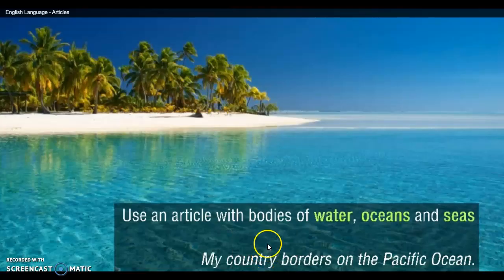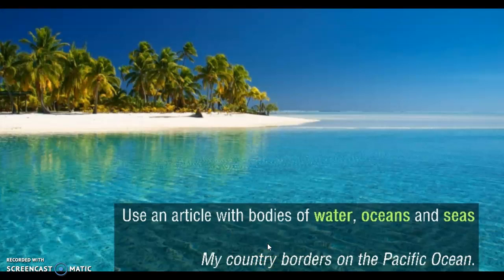Do's and don'ts of using articles. Let's go over these. We have a couple of do's. You use an article with bodies of water, oceans, and seas. My country borders on the Pacific Ocean. North Carolina borders on the Atlantic Ocean.